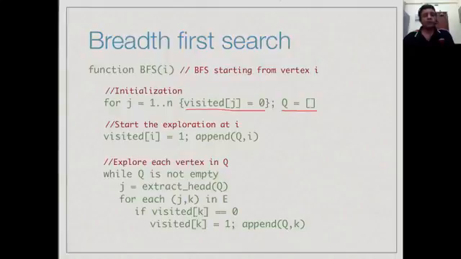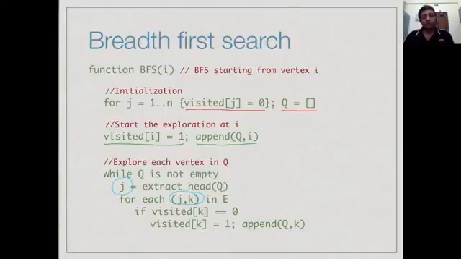So we begin by marking visited of i equal to 1, so vertex i is marked as visited, and we add it to the queue. Now, so long as the queue is not empty, we proceed in the following loop. We extract the head of the queue, the vertex to be explored next, and for each of its outgoing edges, if it is something which has not been visited before, we mark it as visited and we add it to the queue.